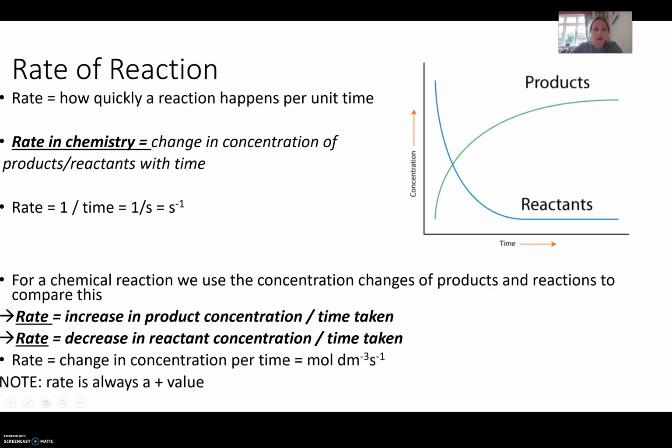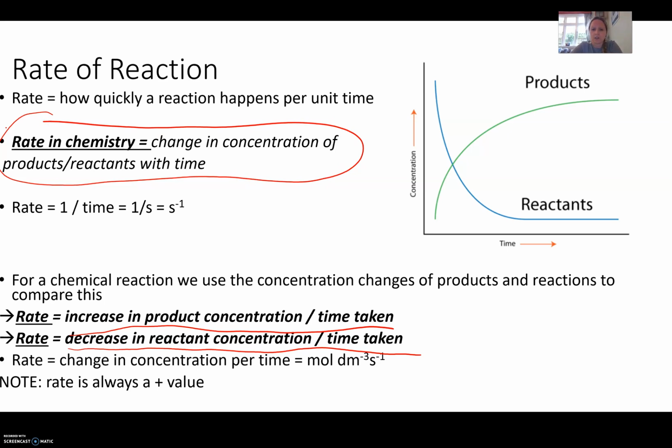Okay, so first of all, what is rate of a reaction? There's two ways you can define it. It's either the increase in product concentration over time or the decrease in reactant concentration over time. You need to know one of these definitions. It's quite a common question in your IB exam. So here's a general one: the change in concentration of products or reactants with time. You can see here, this is products increasing in concentration over time or reactants decreasing, either of which are equally common. Rate is always going to be a positive value.